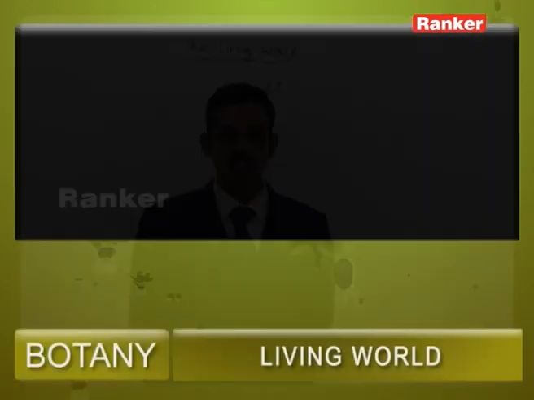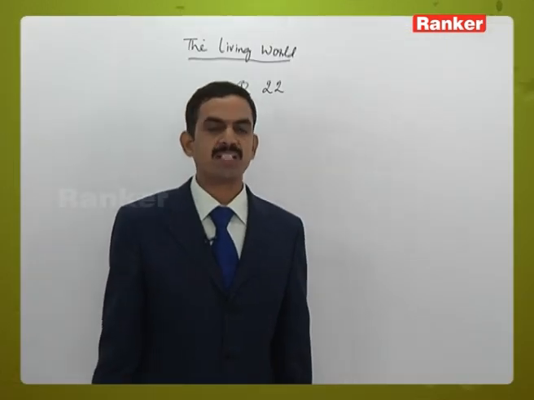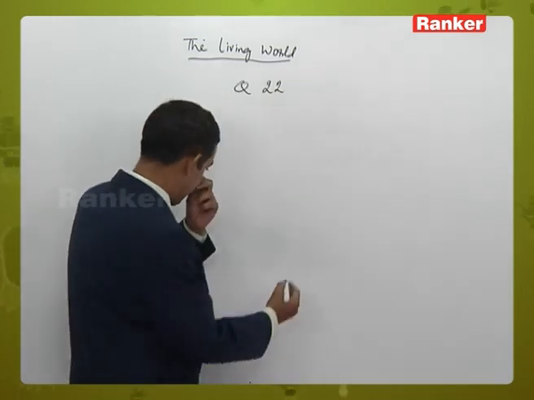Question number 22. All taxa in a taxonomic hierarchy are arranged in. Options: 1. Descending order, 2. Ascending order, 3. Horizontally, 4. 1 or 2. Here, what do we mean by taxonomic hierarchy? Taxonomic hierarchy means it starts with the species.